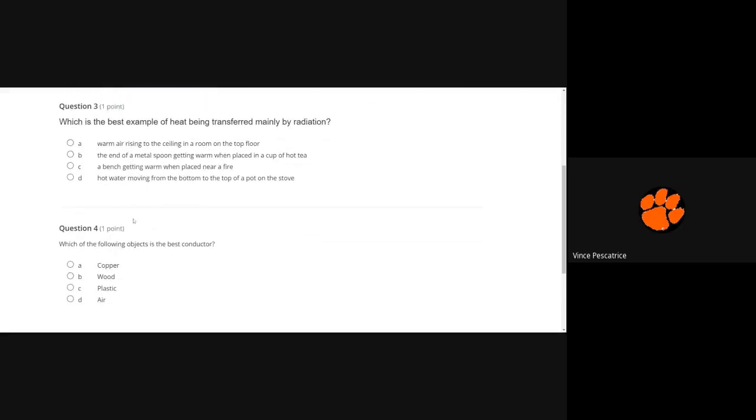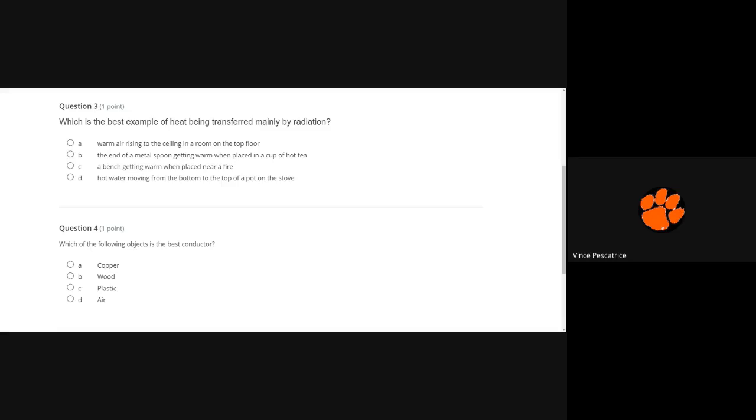Next up, which is the best example of heat being transferred mainly by radiation? Now, radiation, remember, is the transfer of heat by waves, without the use of molecules. So warm air rising from the ceiling to the top floor in a room, that is warm air rising. That is a fluid. A fluid would not be radiation, that'd be convection. The end of a metal spoon getting warm when placed in a hot cup of tea is transferred by the water touching the hot spoon. So that is a conduction example.